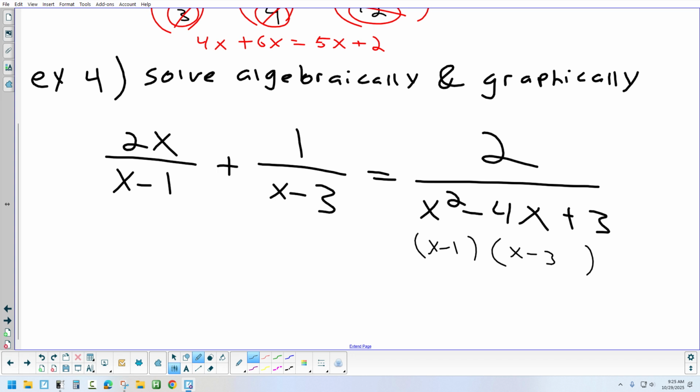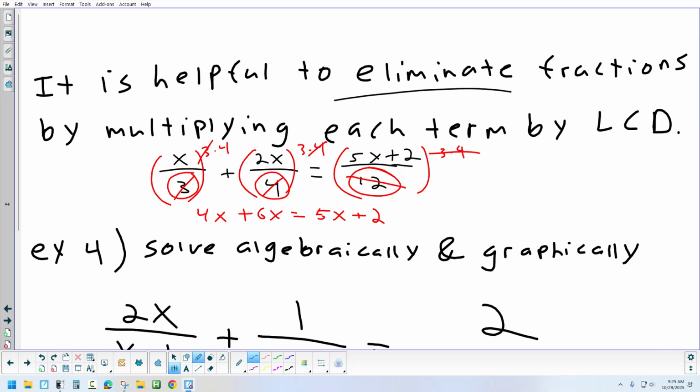If it didn't, then I would look at what it factored as, and I would multiply everything by this, this, that, and that. But since those two are repeats of the first two, I don't need to do that. That would be like multiplying everything here by 3 times 4 times 12. It would work, but it's unnecessary to do 3 times 4 times 12, because this was the product of the other two denominators.